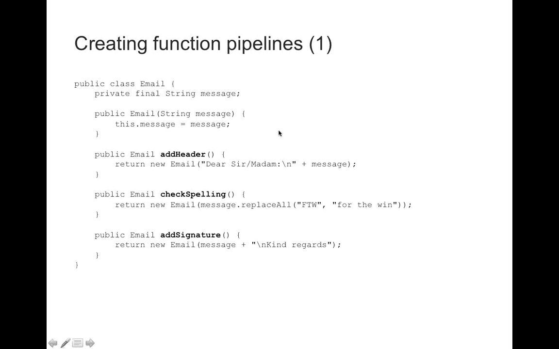So to come back to these use cases, we've got three different methods: add header, check spelling, and add signature. And we may be interested in doing different sorts of processing on those emails. We may want to sometimes add a header, sometimes do spelling, sometimes both of them, or maybe even add a signature. So we'd like to create what we call processing pipelines.